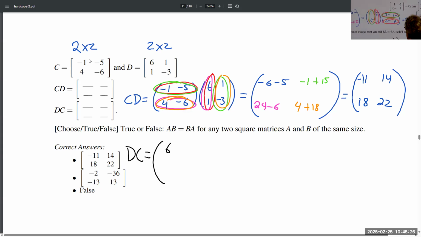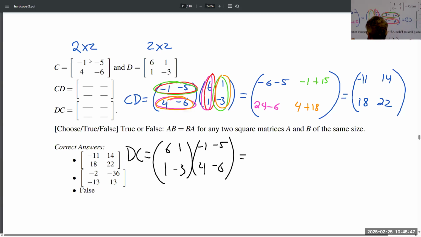So that would be 6, 1, 1, -3, -1, 4, -5, -6. Okay, let me make sure I wrote this down right. 6, 1, 1, -3, yeah, -1, -5, 4, -6. Okay. Now, same old thing.